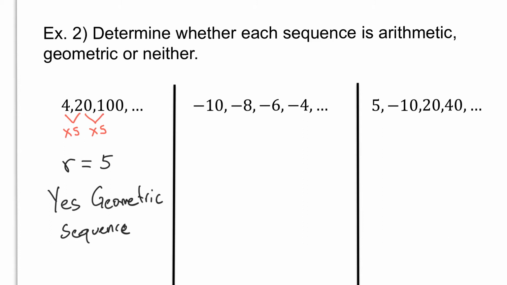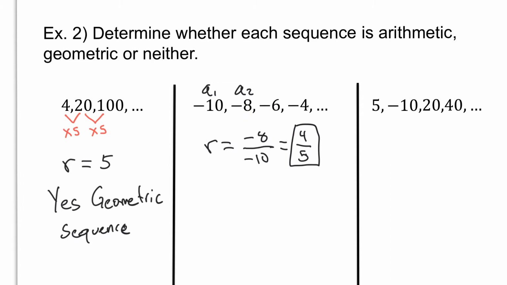One thing you can do, if I think it's geometric, I can take the second term, negative 8, and divide by the first one, negative 10. So this is my first term. And when I simplify the fraction, it's going to become positive, and you have 4 on the top, you divide by 2, and 5 on the bottom. So if this is my common ratio, if I need to multiply by 4 over 5 every time, let's check. If I multiply negative 8 times 4 over 5, am I going to get negative 6?